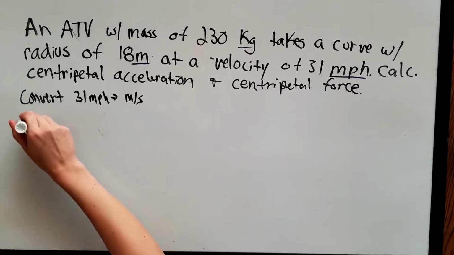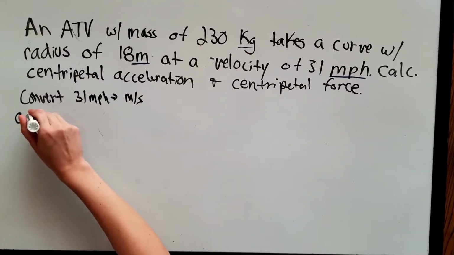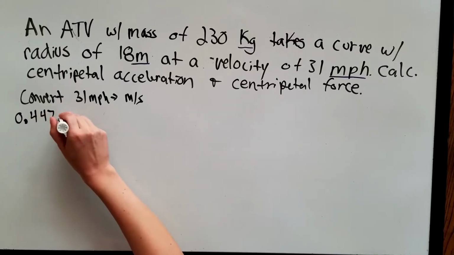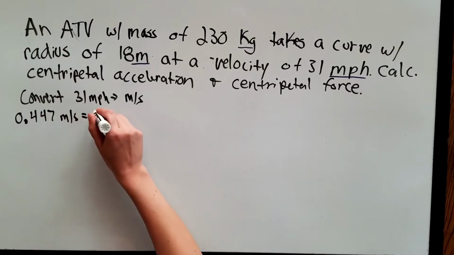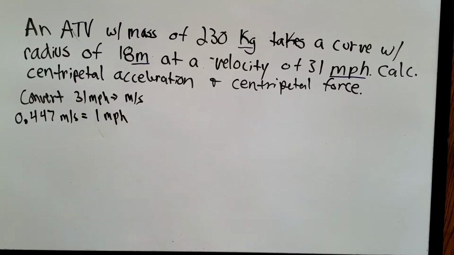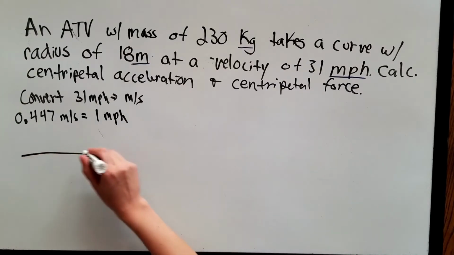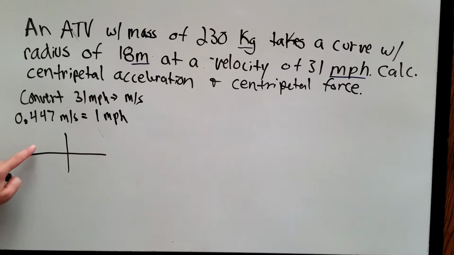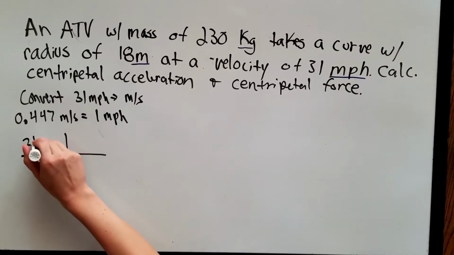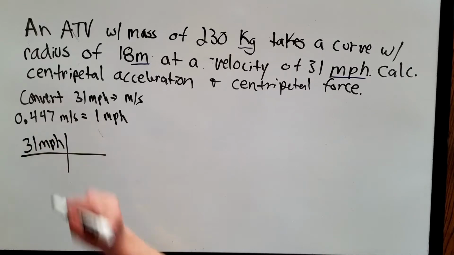Okay, so we're going to need that conversion factor that we used in chapter 4. The 0.447 meters per second is equal to 1 mile per hour. Okay, so once you have your conversion factor, you set up your nice little railroad tracks. What's going to go in this top left corner? The original number, the 31 mph.